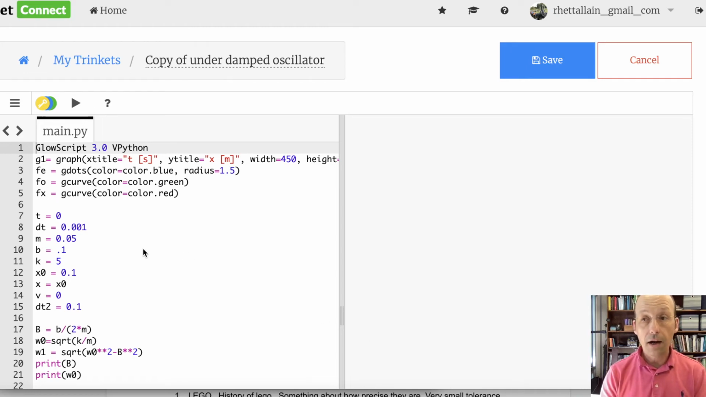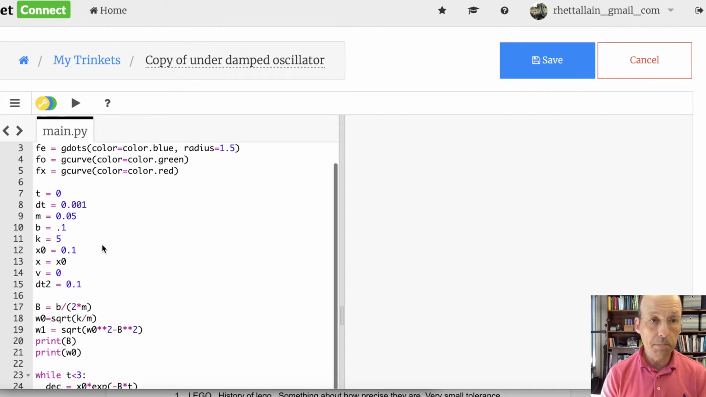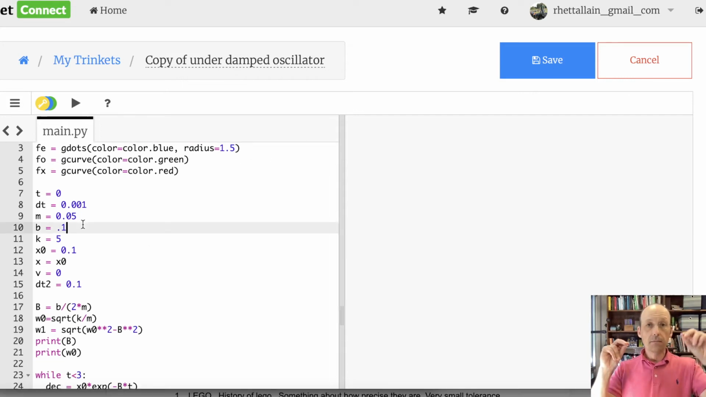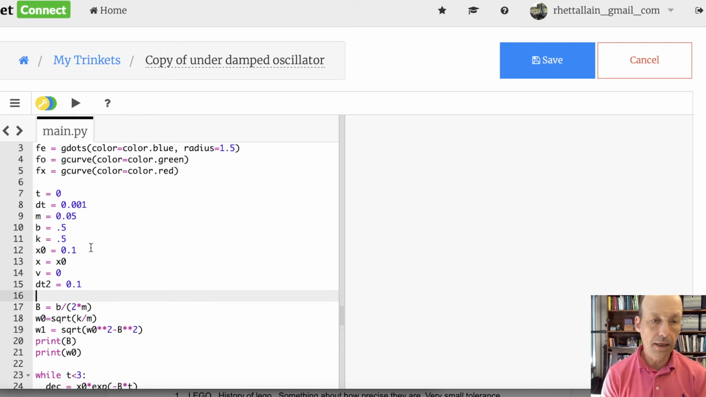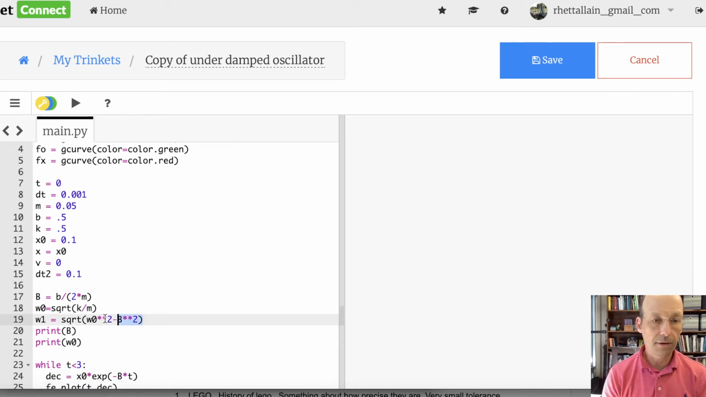Down here, the first thing I need to do is change b, right? I want to make sure that beta squared is greater than omega squared. So I'm going to change this to 0.5. I'm going to try and change k to 0.5. I think that should work. I'm just checking my other values. Let's print those out now. There's b, there's omega. I don't want to do this one now because that one's going to be imaginary. Let's print b and omega naught. That's beta. Okay, let's print them both.